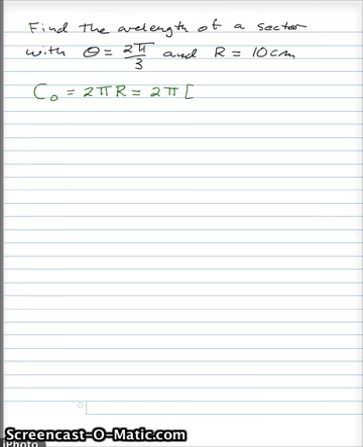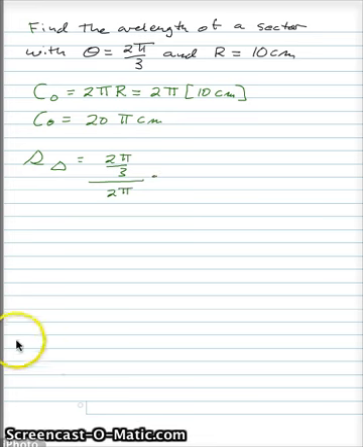We know the circumference of the entire circle is 2 pi times r. So in this case, the circumference is 2 pi times 10 centimeters, or 20 pi centimeters. But we don't have the entire circle, we have a fraction of the circle. So I use S for arc length of a sector is going to be that fraction of the circle. 2 pi over 3 is our portion divided by the entire circle that has how many radians? 2 pi radians. If we reduce that fraction, you'll see that it's 1/3. So that fraction times the entire circumference is my arc length.